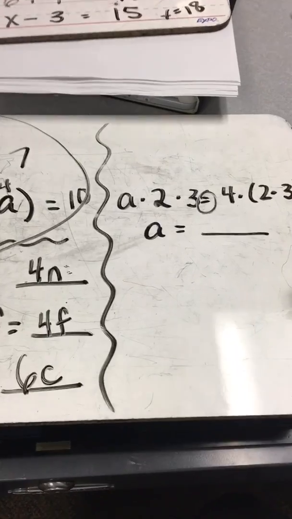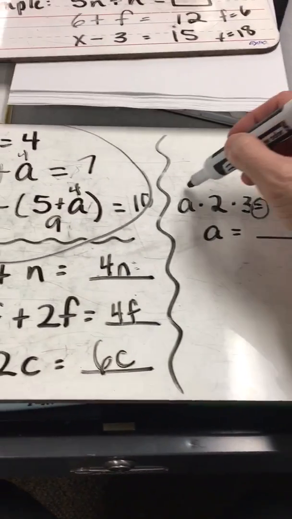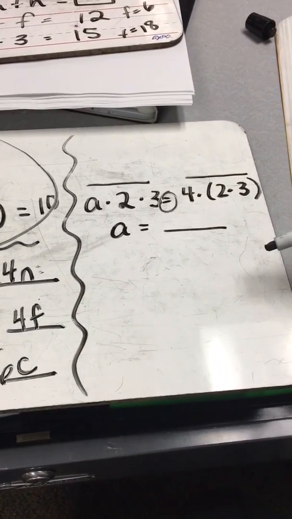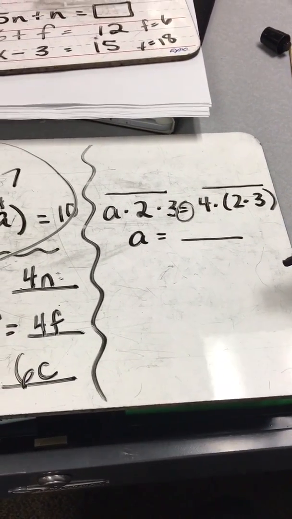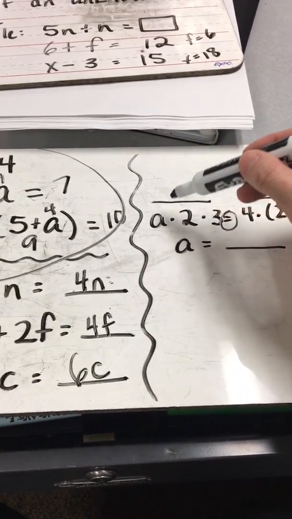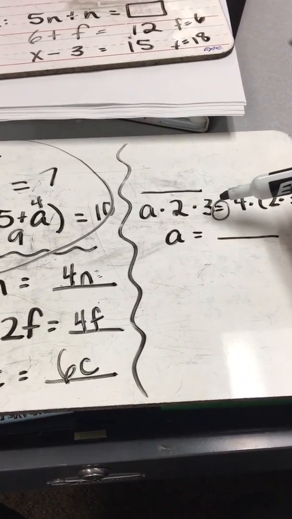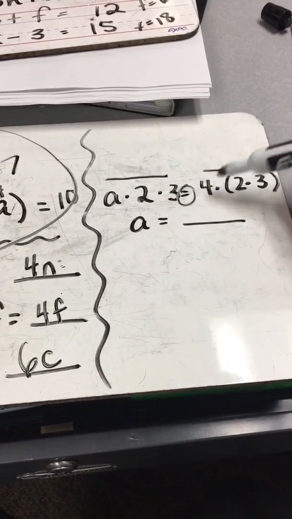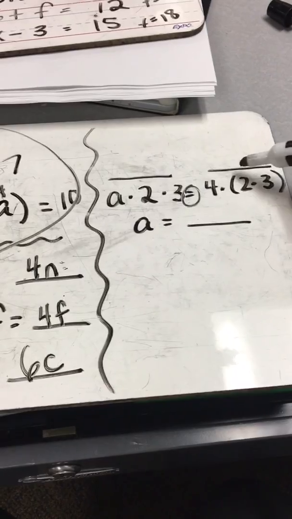Also, you may be given an equation where they give you an equal sign, meaning that what is on the left-hand side of the equal sign has to be balanced with the right-hand side, meaning that they're equal. And we need to find out what A is. So if we have some number times 2 times 3, it's going to have the same value as 4 times (2 times 3) in parentheses.